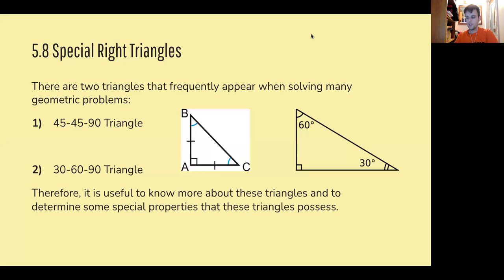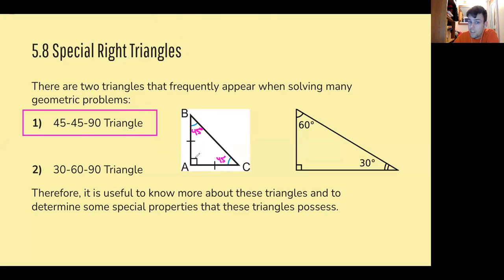All right, so we're going to be talking about special right triangles. We have two special right triangles that we're going to learn the properties of: the 45-45-90 triangle and the 30-60-90. The first one, 45-45-90, is often called the right isosceles triangle because it has two congruent angles and two congruent sides.